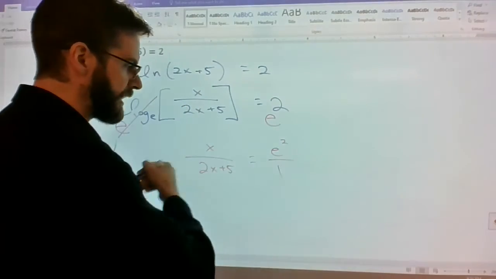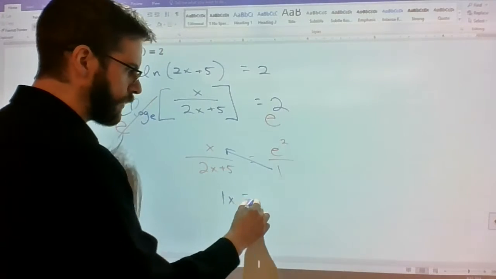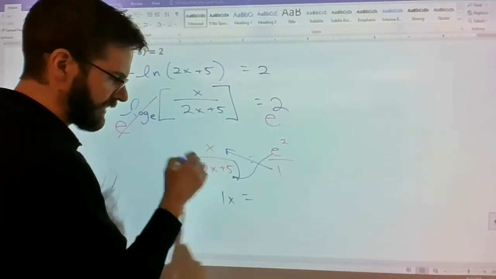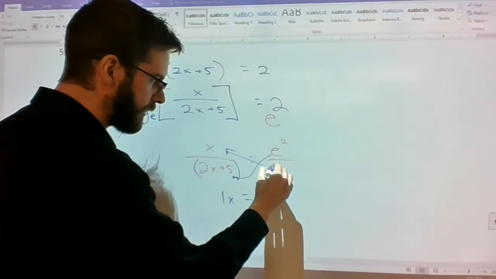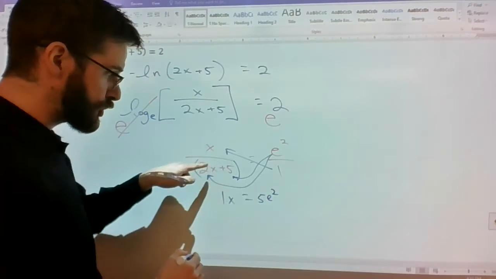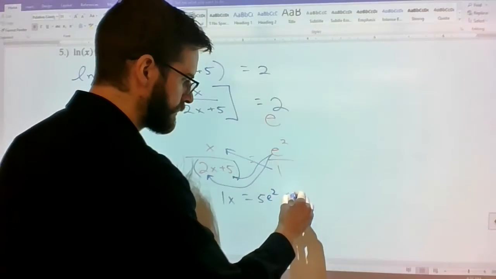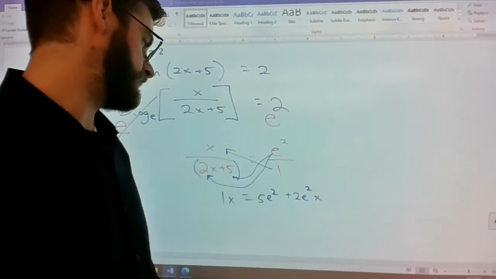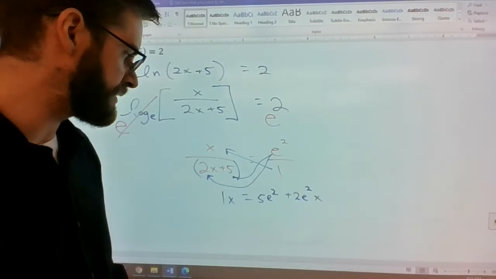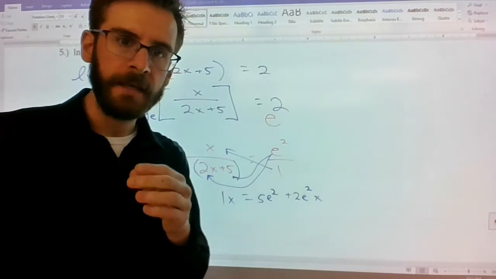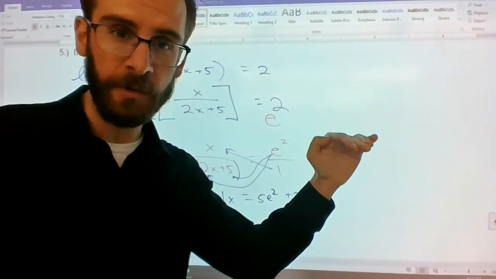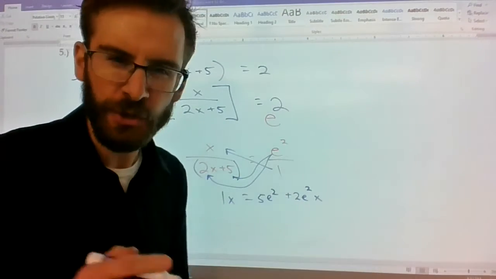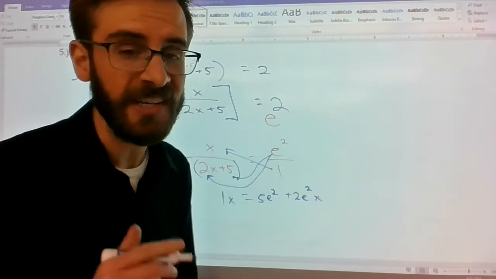So I can cross multiply here. That's 1x equals, okay, the e squared gets multiplied by both parts. So it's going to be 5e squared plus 2e squared x. I'm probably going to have to do some moves here. I'll show you the moves where if you wanted to do this completely devoid of calculators, this is how you do it. But you can use a calculator to find the decimal approximations if you wish.